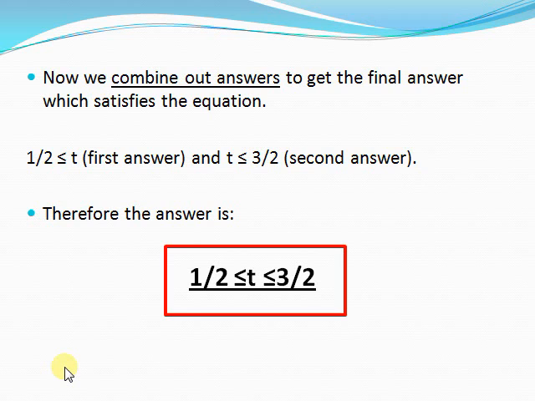3 over 2, which basically means that if the value of t is anything between half and 1.5 inclusive, the equation will work. If t is anything outside of those values, the equation won't work. And that's the end of the modulus inequalities question. So now we shall move on to the differentiation question.